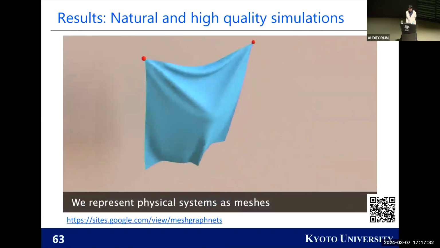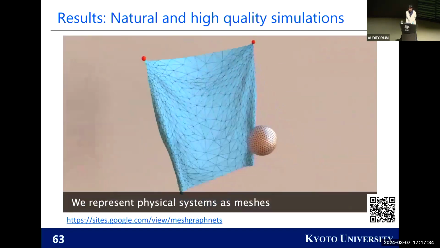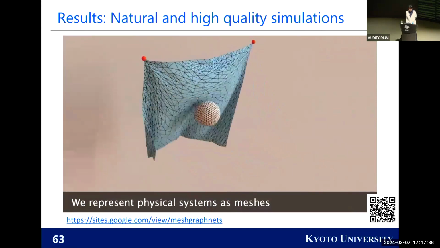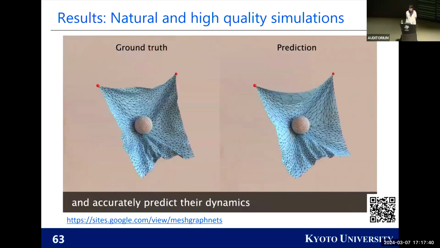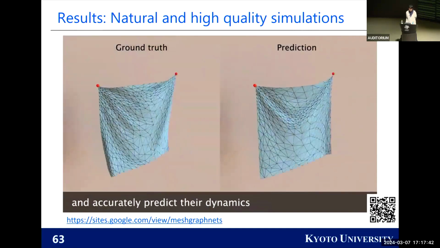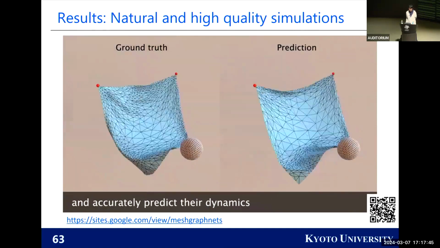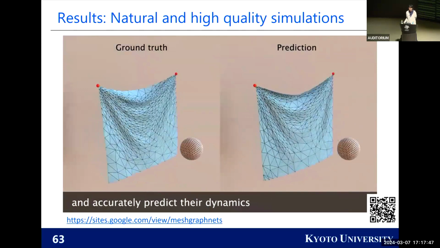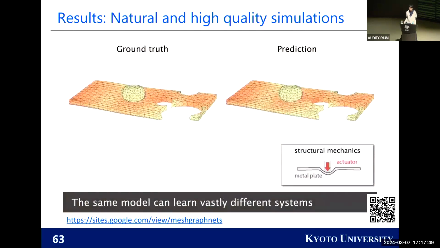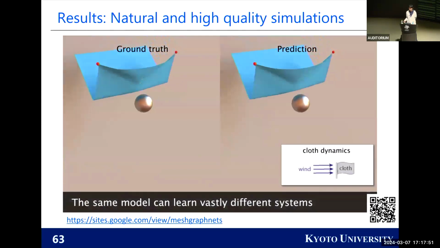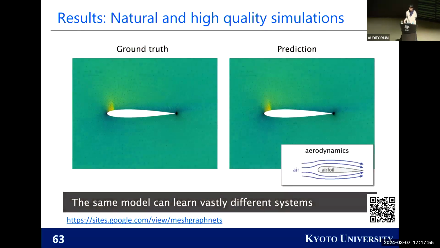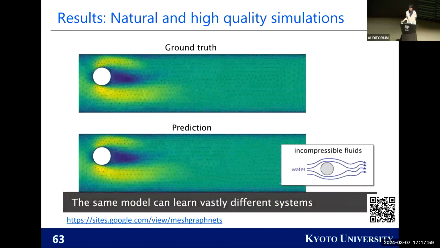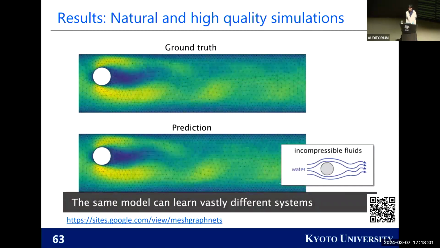And these are example results of the proposed method. And we can see that the simulations are very natural and high quality, and look like ground truth. And this idea can be used for other kinds of tasks, like simulating how materials bend, aerodynamics and thermodynamics, how flags flap, and so on.